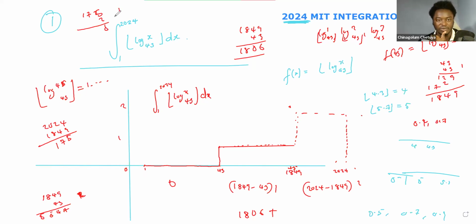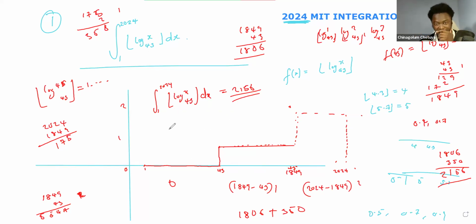Then we get 350. So we get 1806, then 350, we get 6, 5, 8 plus 3 is 11, right? Yes, 11. So you get 2156. So basically this is equal to 2156.